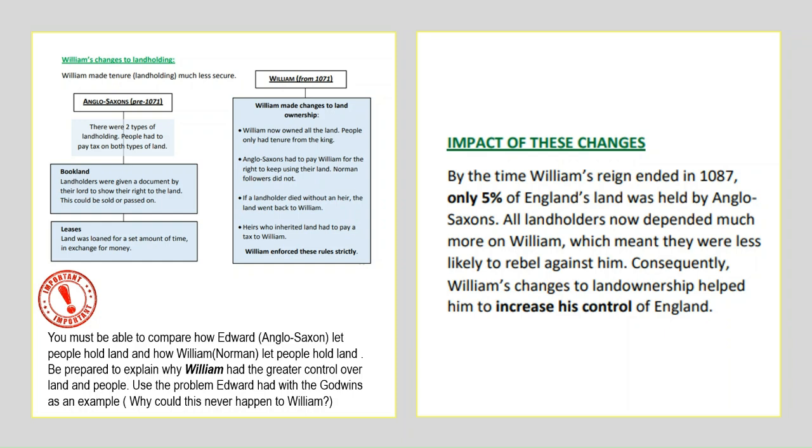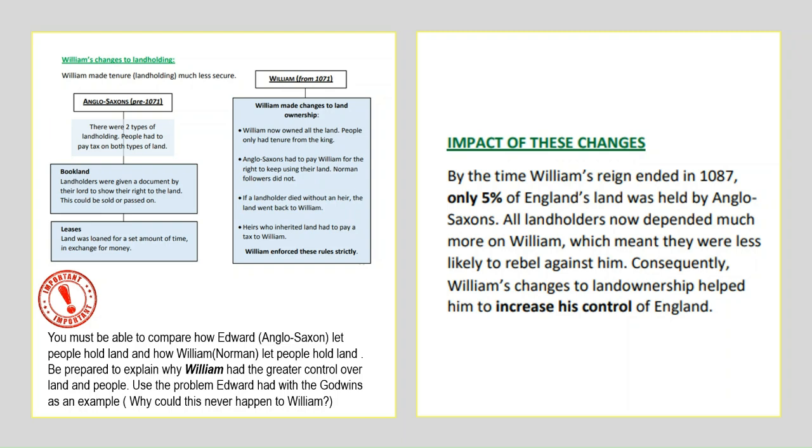Anglo-Saxons had to pay William for the right to keep using their land. Normans did not. If a landowner died without an heir, the land went back to William. Heirs who inherited land had to pay a tax to William. He enforced the rules strictly. So if someone dies and wants to pass the land on to their son, they've got to pay a big tax to William. William loves money.